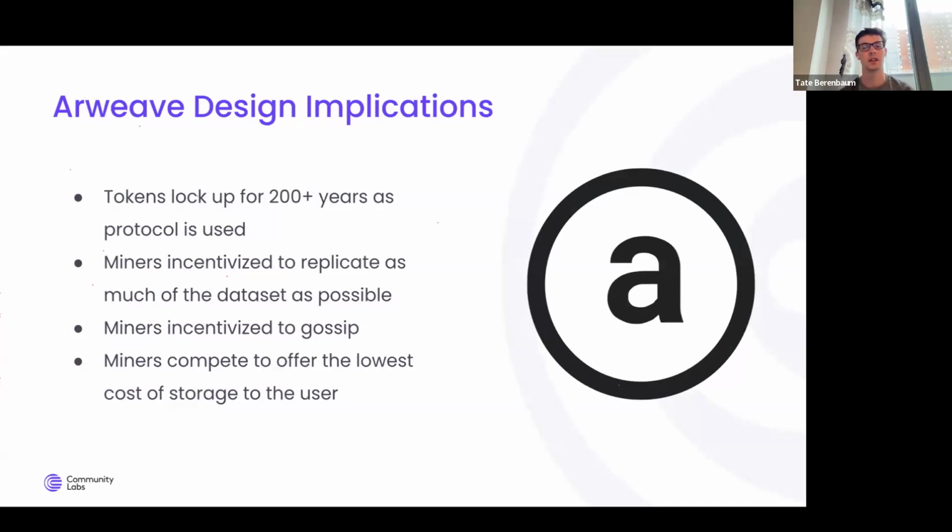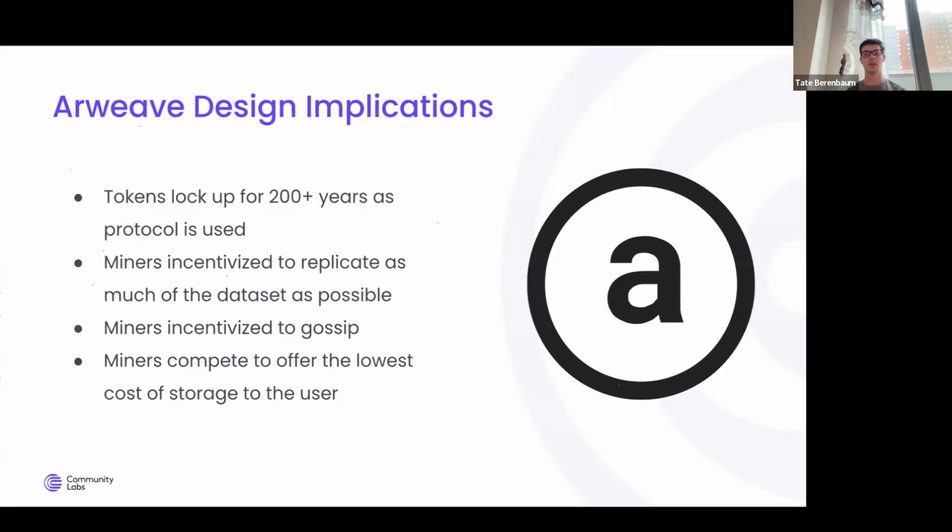One of the cool implications is that the endowment is positioned to distribute tokens over an extremely long period of time, at least 200 years. And so what that means is that as people are using Arweave and using the mechanism that powers Arweave, they're actually locking these tokens up for 200 years when they're paying for storage. It also incentivizes miners to replicate as much of the data set as possible. But the cool thing about this is that it doesn't require them to. It just incentivizes them to. And I'll talk more about that in a second as well.